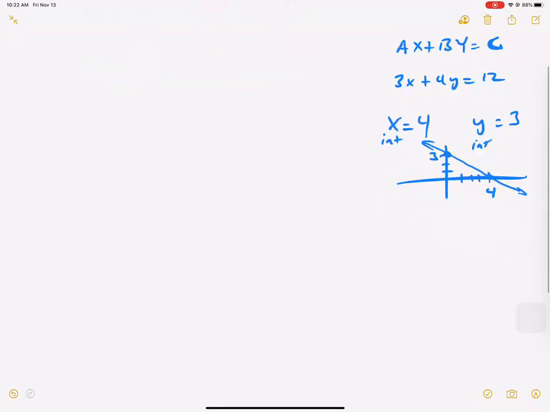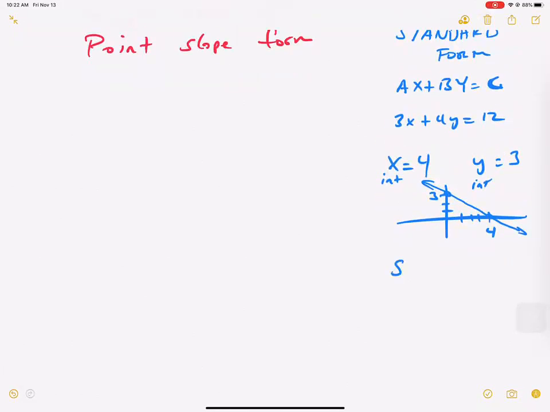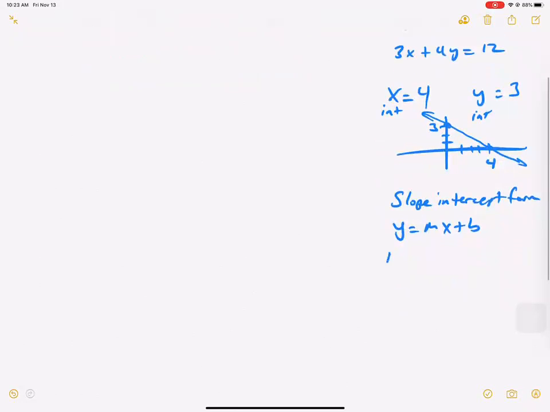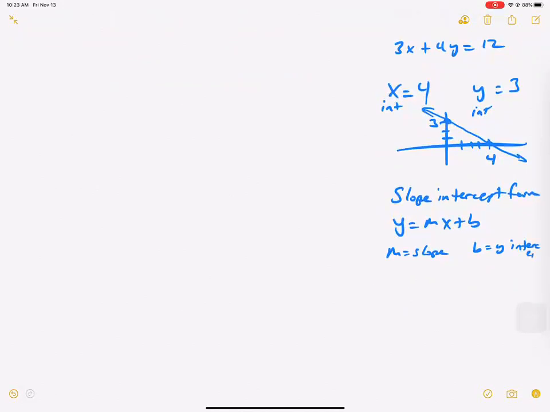Our next form was what we call slope-intercept form. Slope-intercept form was y equals mx plus b, where m was my slope and b was my y-intercept. Sorry, I ran out of space.